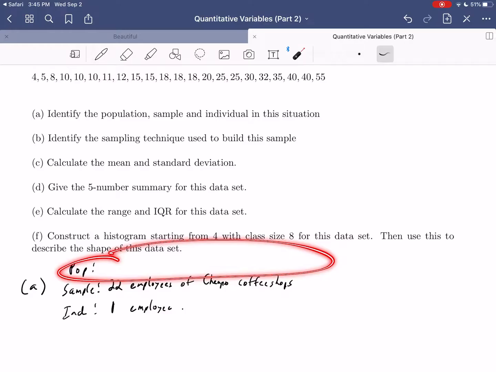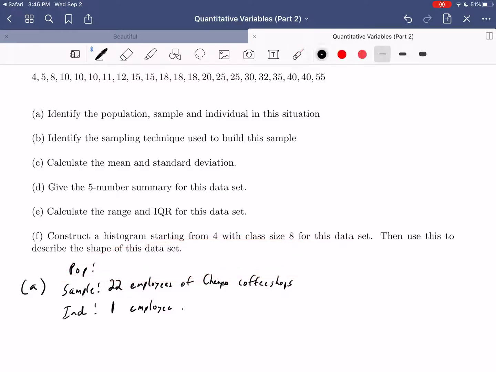And the population, well, it should be all the employees. Right? So all employees of cheapo coffee shops. And, just because it looks nicer there, let's go ahead and just write it for all of them.